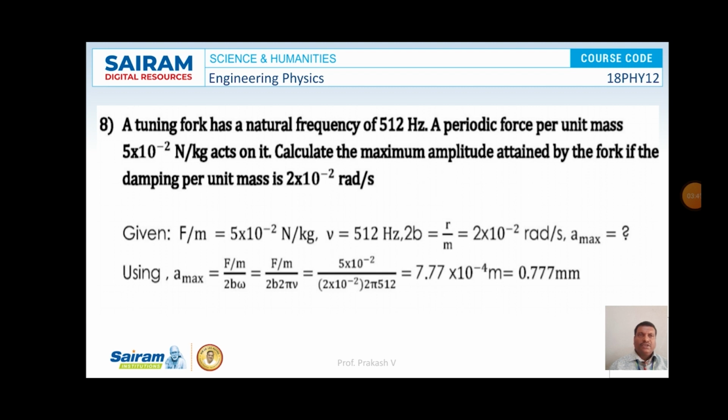So here given data is F by M is equal to 5 into 10 to the power minus 2 Newton per kg, and frequency mu is equal to 512 Hz, and 2B is equal to R by M, that's equal to 2 into 10 to the power minus 2 radians per second. So what is A max?